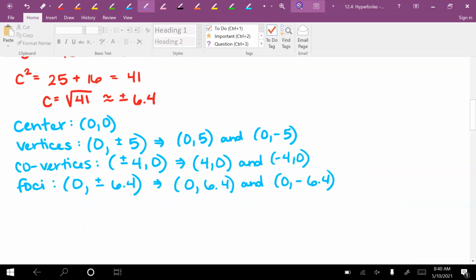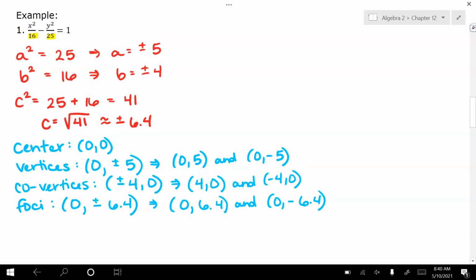coming back up here to our equation, the number underneath the y is 25, so we're going to do the square root of 25 over the square root of the number underneath the x, which is 16. So it's going to be the square root of 25 over the square root of 16, which would be 5 over 4, plus or minus 5 over 4.